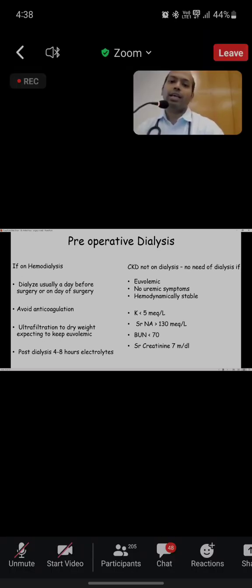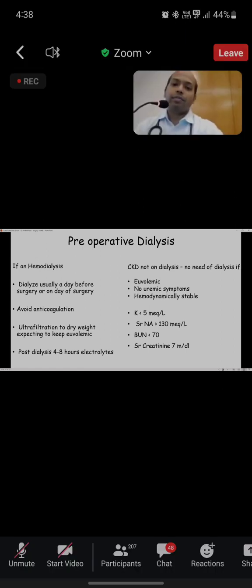If the patient is CKD and not on dialysis, then dialysis may not be required if the patient is euvolemic, doesn't have any uremic symptoms, and is hemodynamically stable. Potassium is less than 5, sodium is more than 130, and creatinine is less than 7. In this state, the patient may not require dialysis, but if any of these are not as per the requirement, then the patient may have to be dialyzed to optimize him before the surgery.